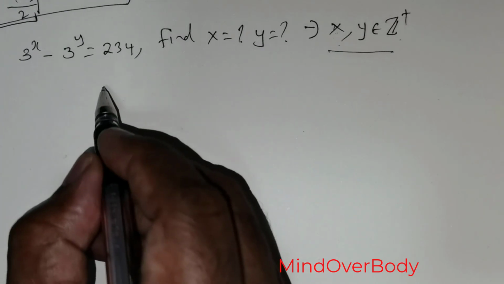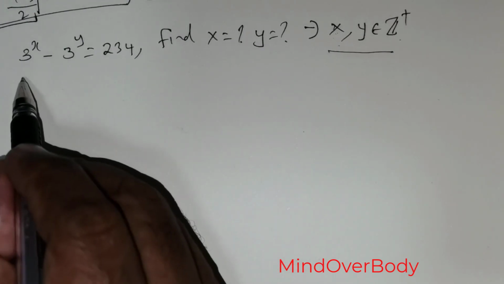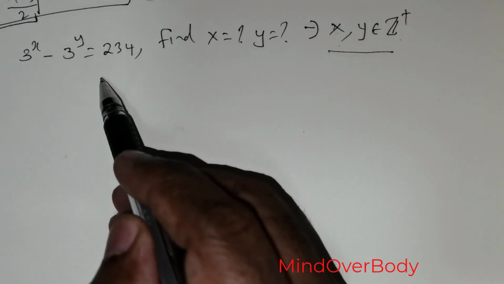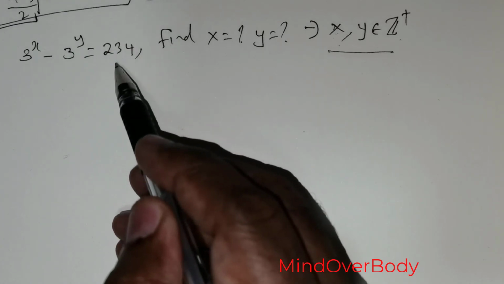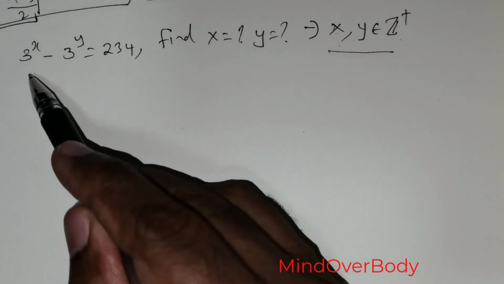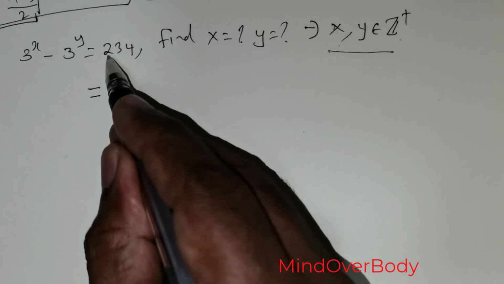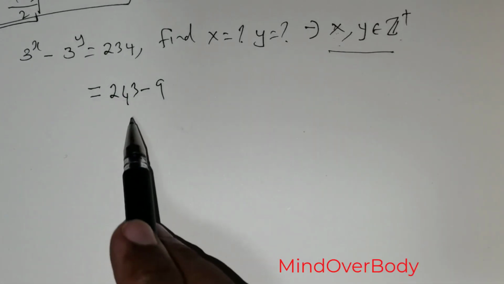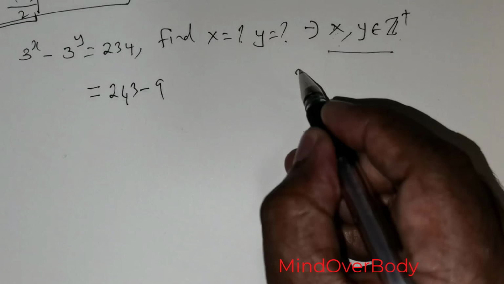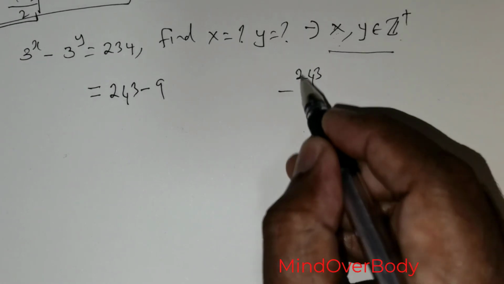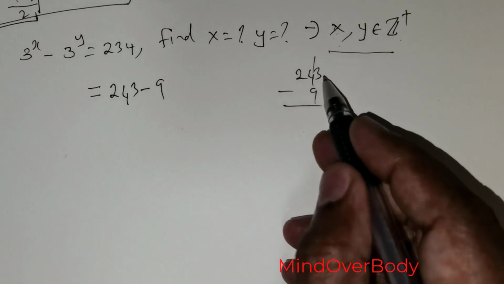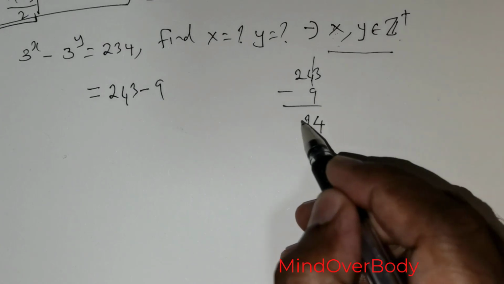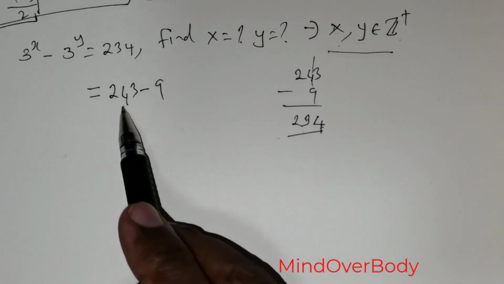What I would like to do is watch the left hand side. It's 3 raised to the power of x minus 3 raised to the power of y. My observation leads me to believe that the right hand side can be converted to represent the left hand side. So I would like to rewrite 234 as 243 minus 9. Fair enough, right? Let me show you the subtraction. From 243 you subtract 9, you carry 1. You get 13. From 13 you take away 9, you get 4. You have a remainder 3 and then you get 2. So 234. This is a valid choice.